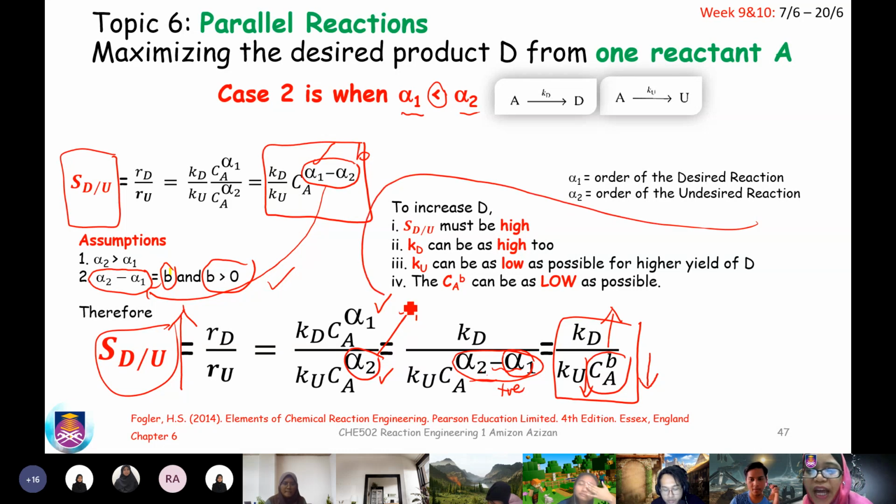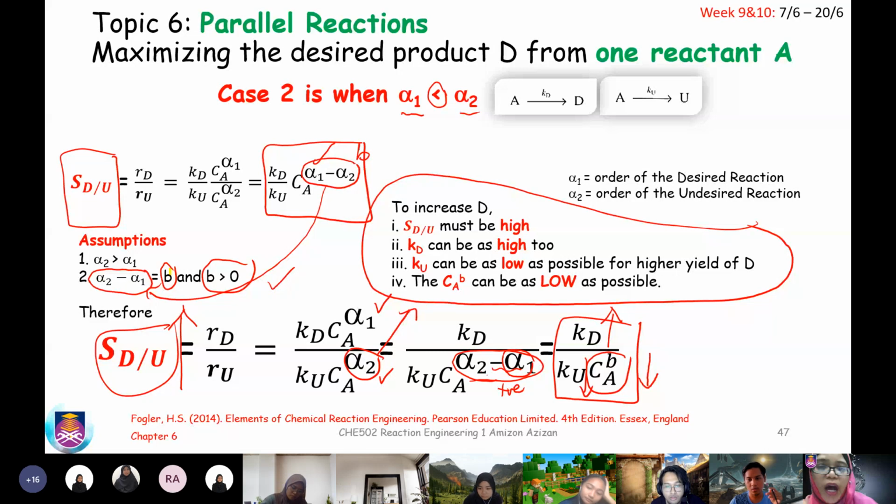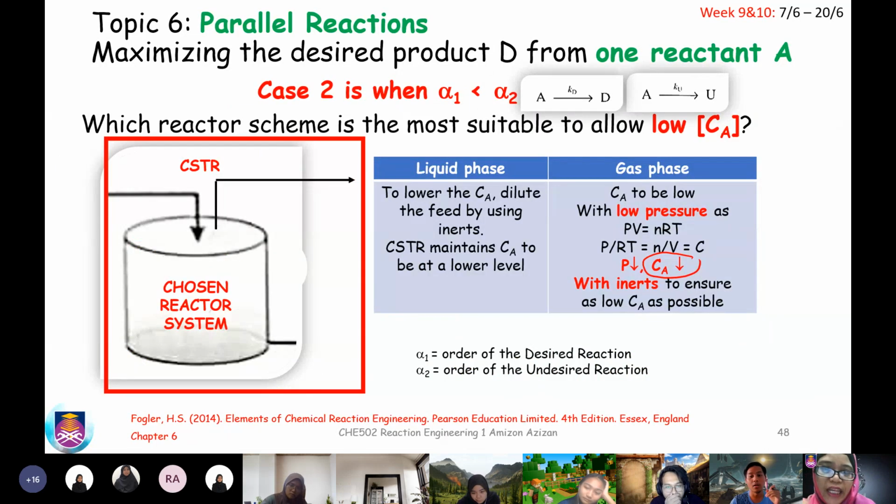Now with that resultant requirement, we are going to choose the best reactor scheme, whereby we set the concentration of the limiting reactant to be as low as possible. For gas phase, according to the ideal gas law, the pressure is going to be low, to ensure low concentration of A. Additionally, if we want A to be as low as possible, we are going to introduce inerts so that the concentration is also low. Relatively, when you have inerts along with A, the A will be reduced in comparison to only pure A.